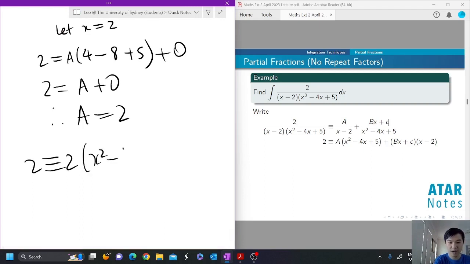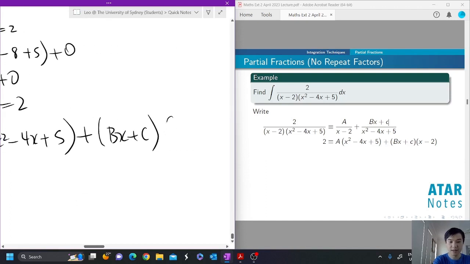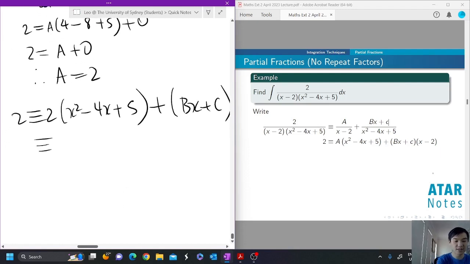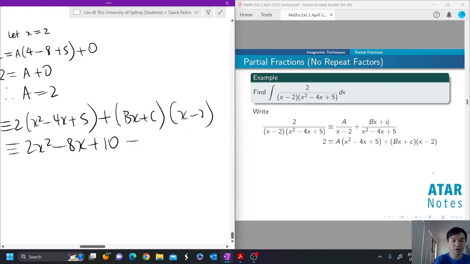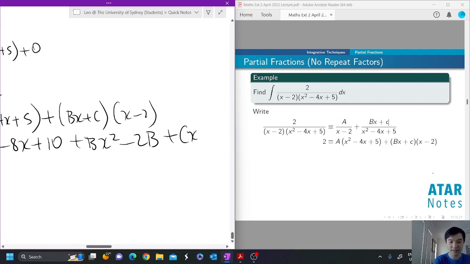x squared minus 4x plus 5 plus bx plus c x minus 2. So now I'm going to expand and then compare coefficients. So this is going to be 2x squared minus 8x plus 10. And here we got bx squared minus 2b plus cx minus 2c.